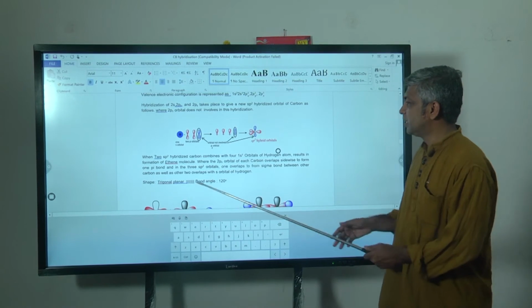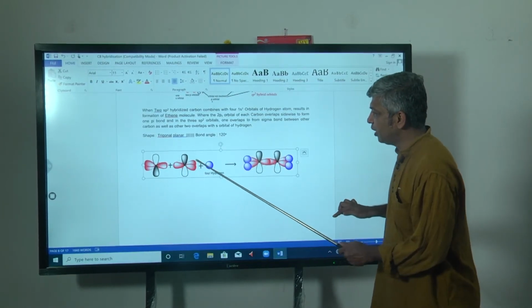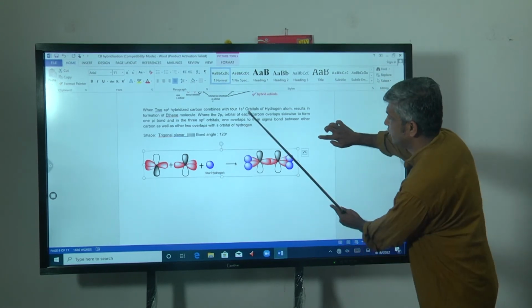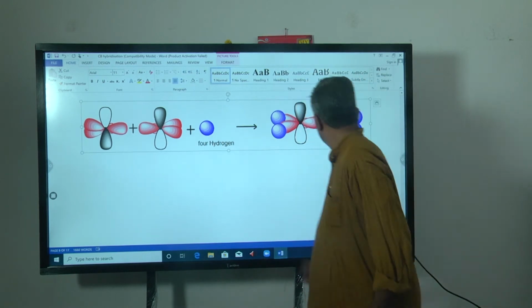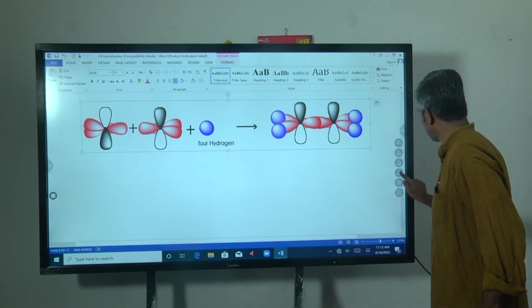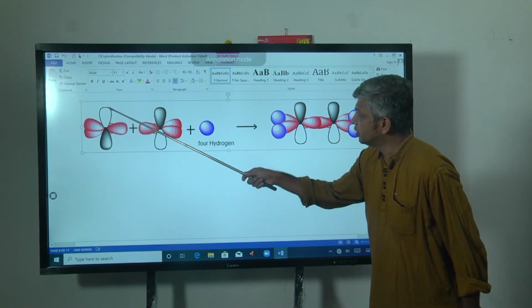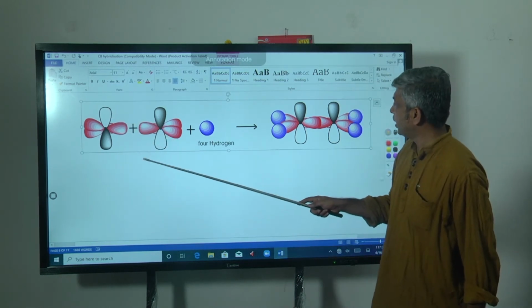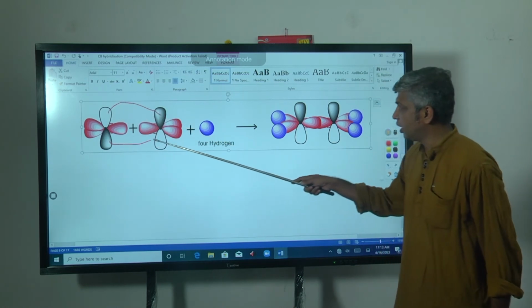Here you have 2 sp2 hybridized carbons and 4 hydrogen. So what happens here? See, this is an sp2 hybridized carbon, and this orbital is not involved in bond formation. What happens is these two form a bond called a pi bond.